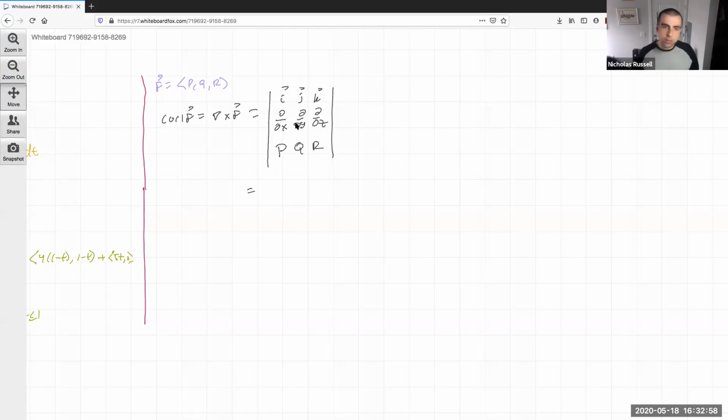We can calculate this out. In the I component, we take the derivative of the R component with respect to Y, and then the derivative of Q with respect to Z, and subtract them. For the J component, we take the derivative of R with respect to X and subtract the derivative of P with respect to Z. And lastly, we take Q_x minus P_y.